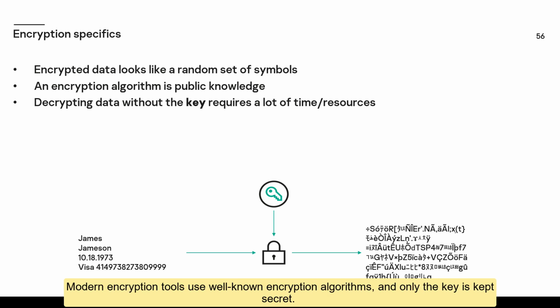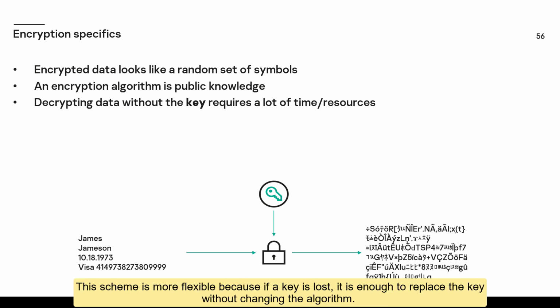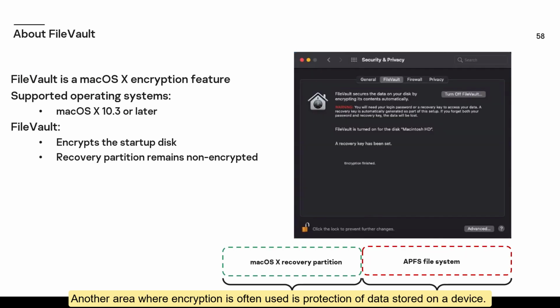Modern encryption tools use well-known encryption algorithms, and only the key is kept secret. A key is a binary sequence of a few dozen to hundreds of bits, depending on the algorithm. This scheme is more flexible because if a key is lost, it is enough to replace the key without changing the algorithm. Another area where encryption is often used is protection of data stored on a device.